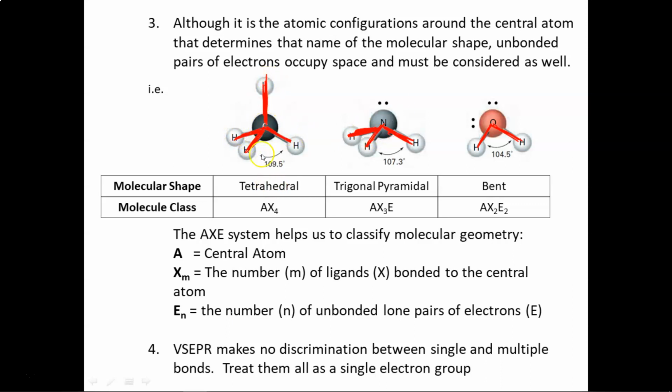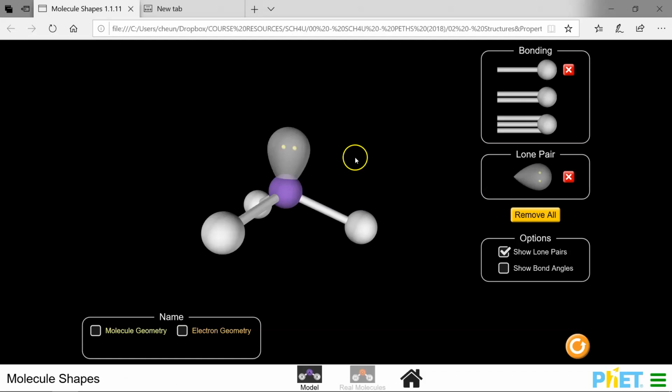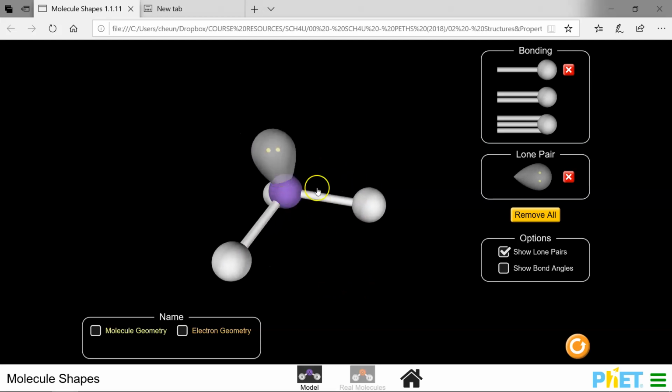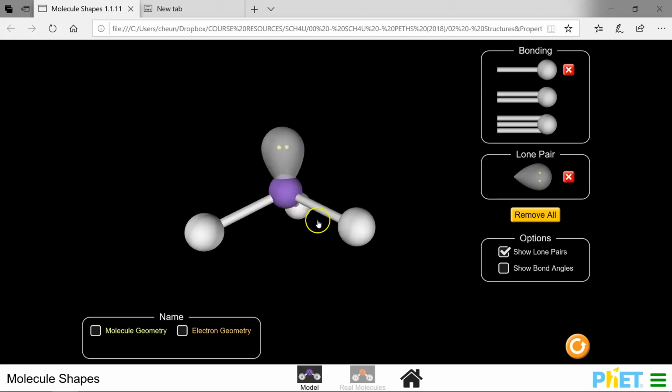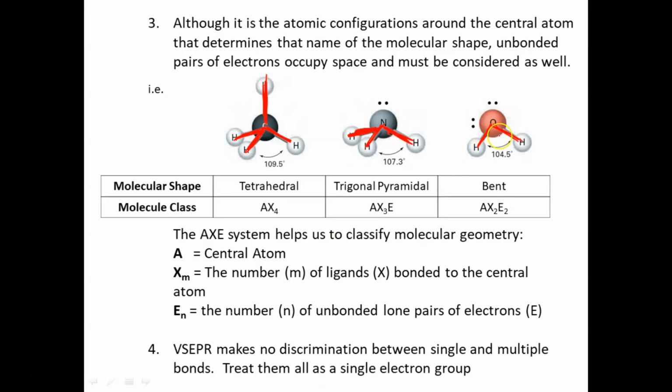So over here, it's a tetrahedral shape, but this one's called trigonal pyramidal because it looks like a triangular pyramid with a lone pair at the top that forces these three at the bottom to come down a little bit more, so it looks like a triangular-based pyramid. While this one is a bent shape or angular shape because, well, it's bent at an angle. So although their electron patterns are identical in each situation, the arrangement of the atoms are not, and so the name of the structure is based on the arrangement of the atoms only.